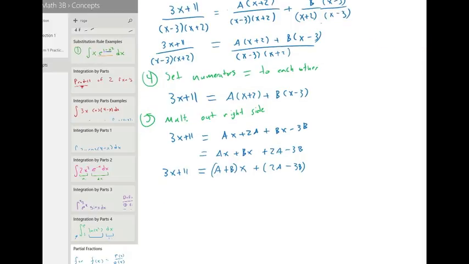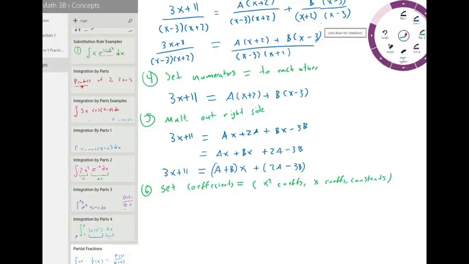Our next step is to set the coefficients equal to each other. So you'd set your x coefficients and your constants equal to each other.